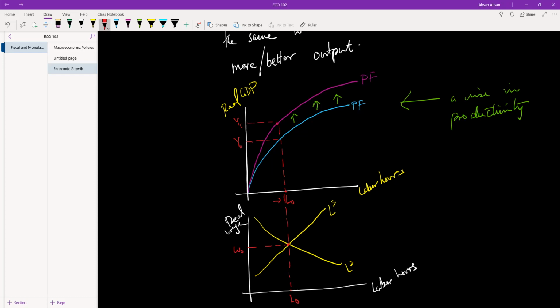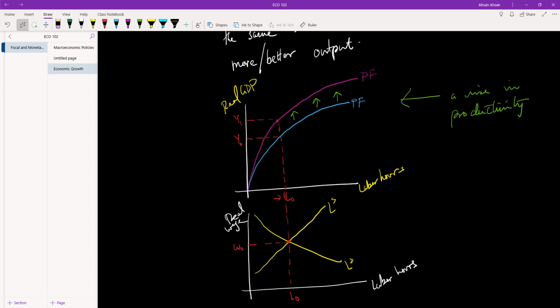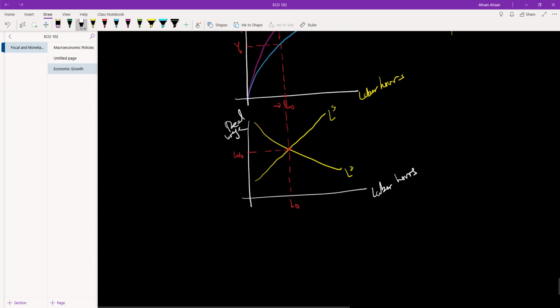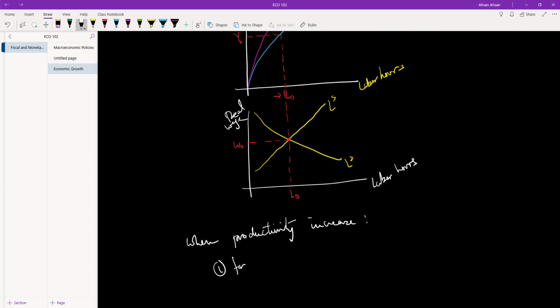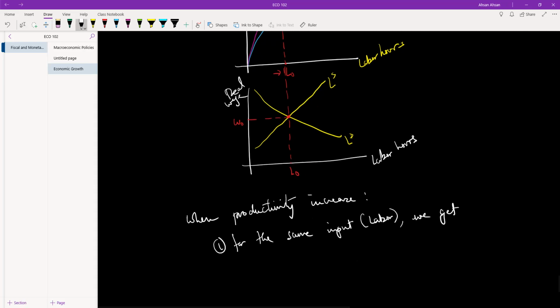All right. Now the story isn't over. Now you can see that this already is a better position, because what has happened in step one, let's write this down. When productivity increases, what happens? Step one is that for the same input, in this example that is labor, we get more output. In this case, that's our potential GDP.